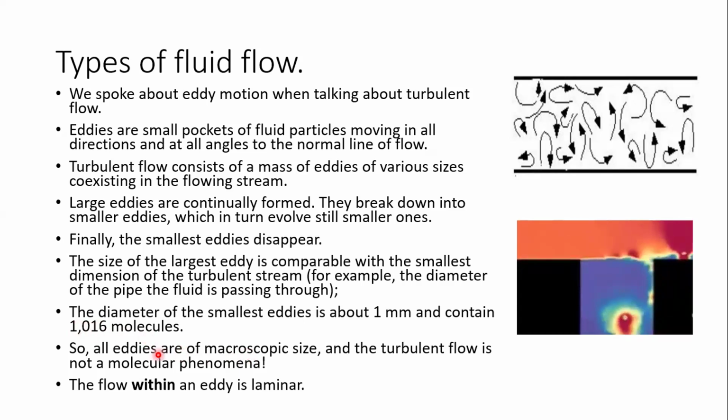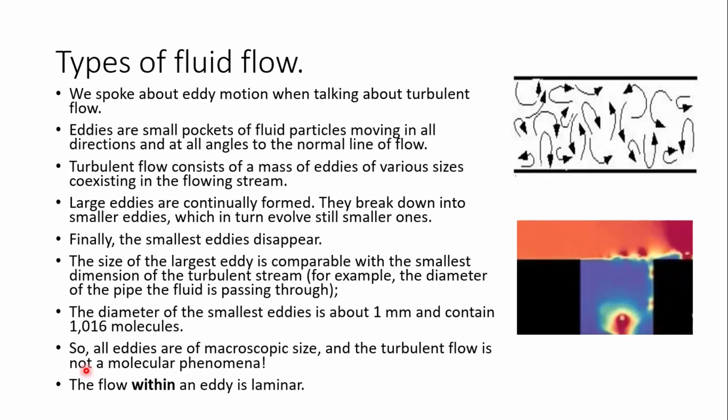And then there are just a few facts for you to take note of. The diameter of the smallest eddy is about 1 millimeter. It contains about 10^60 molecules. So all eddies are of macroscopic size. Turbulent flow is not a molecular phenomenon. Eddies don't happen on the microscopic level, they are macroscopic. That's why we say that they are pockets of fluid. They are collections of fluid particles, not individual fluid atoms. So it's a macroscopic phenomenon, not a microscopic or molecular phenomenon. That's one thing to take note of.